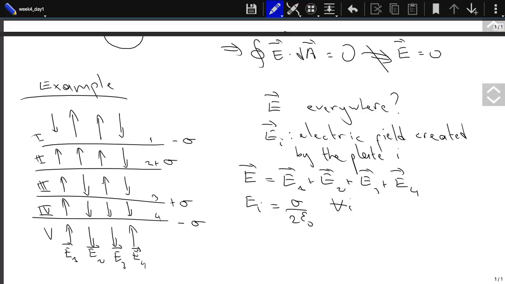Now, in an arbitrary region, let's start with E1. What is the electric field in region 1? We see all of these electric field contributions have the same magnitude. So one is pointing down, one is pointing up. These two cancel. These two also cancel. So the electric field in region 1 is just 0.